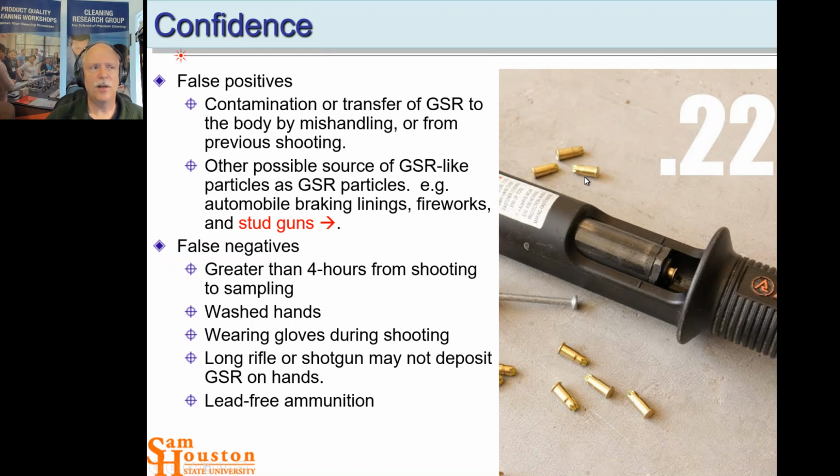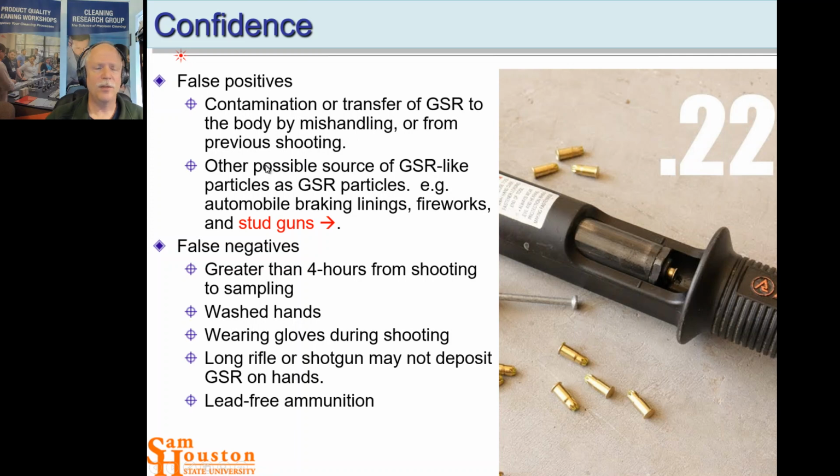Other kinds of false positives might be mishandling, or from previous shooting. You might have somebody who had just returned from the firing range, and then they were involved in some sort of altercation where a gun was shot, but they didn't fire it. But yet there was a false positive because they had gunshot residue on their hands. It wasn't from the crime, it was from previous handling of a weapon.